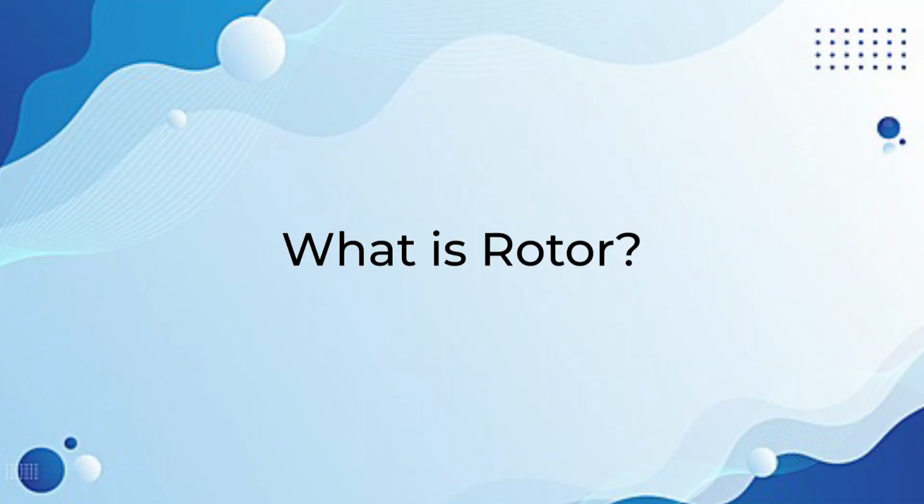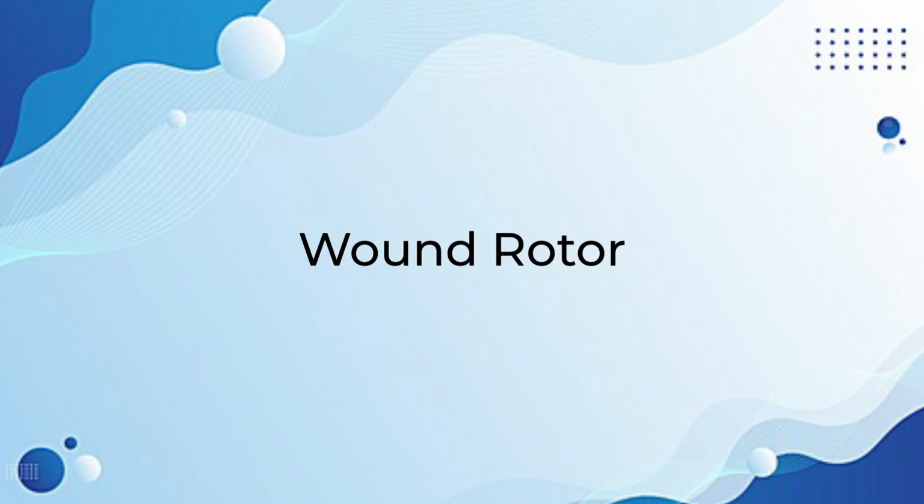Now, let us understand what the rotor is. The rotor is the rotating part of the motor and is usually made of a cylindrical laminated steel core with evenly spaced slots. The rotor can be of two types. Wound rotor. This type has a rotor winding connected to slip rings, allowing external control of the rotor resistance and speed. Wound rotor motors offer additional control capabilities but are less common.